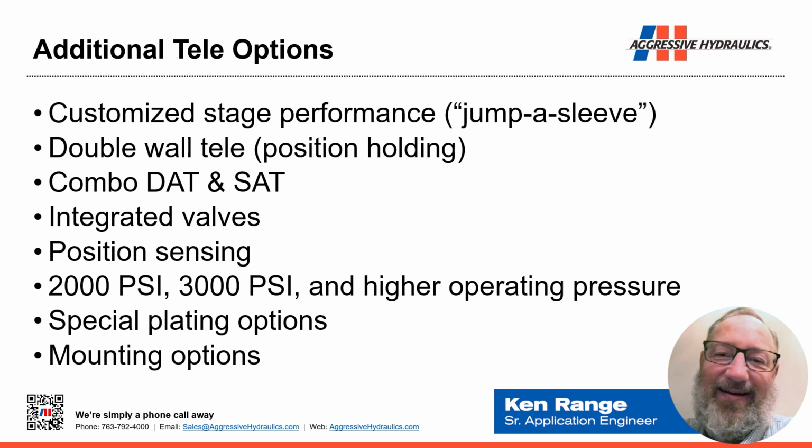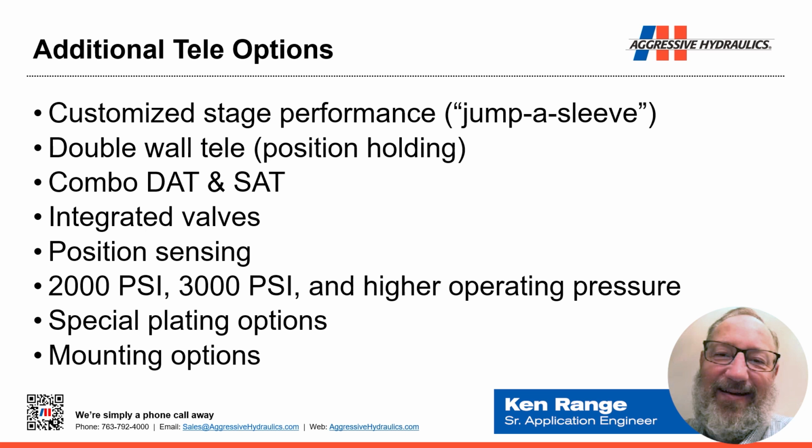A double-wall telescopic cylinder is another feature where an extra piece of pipe is included internal to the telescopic cylinder's design that allows you to use position-holding seal arrangements because there's a set surface that the piston then runs against, and you can actually create a double-acting tele that's double wall that's truly position holding like a normal rod type cylinder.